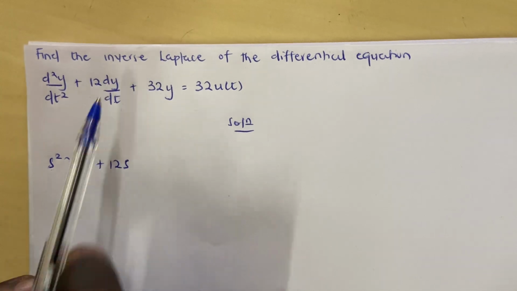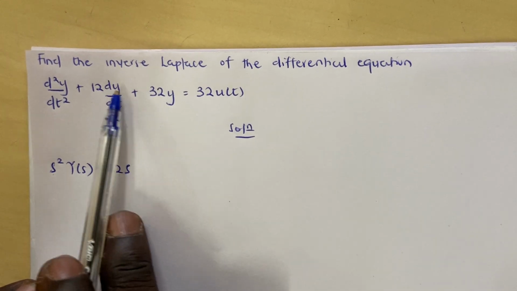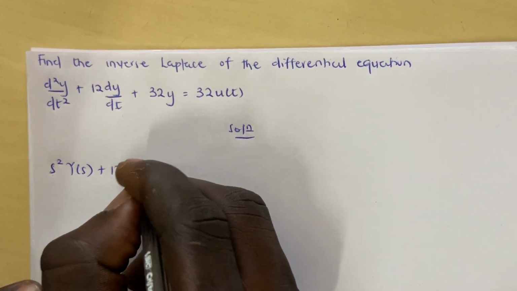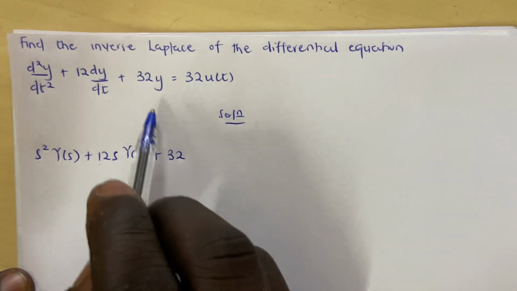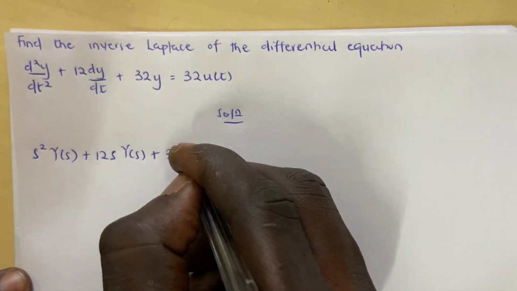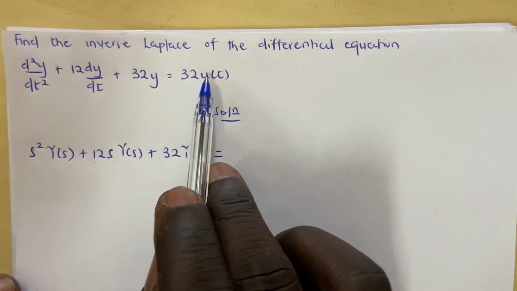Since it doesn't have any power, we are not going to bring any power here, but it's y of t that has been differentiated, so we also get Y of s for this one. Plus 32, which is a constant, and because there is a y, we also get Y of s for this part, is equal to 32u over t.